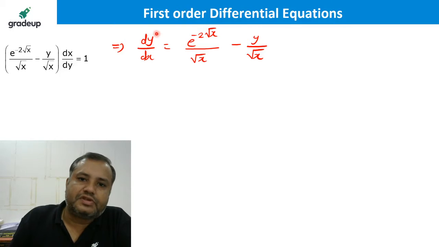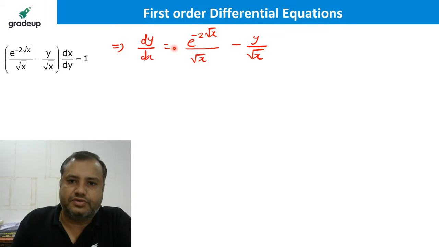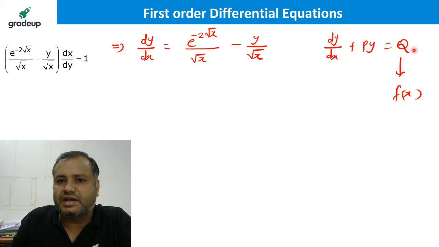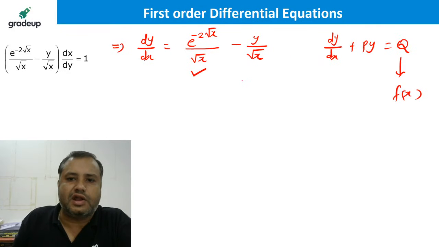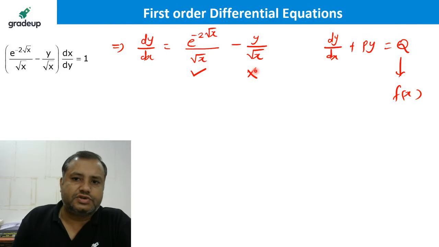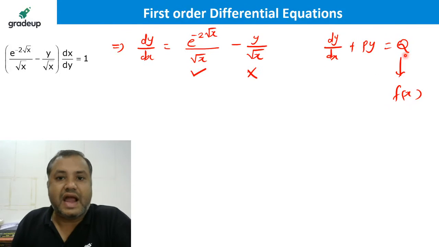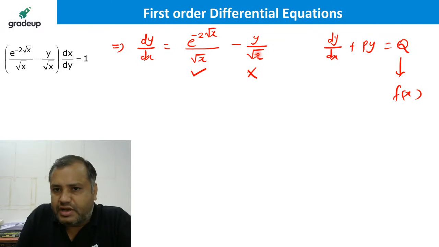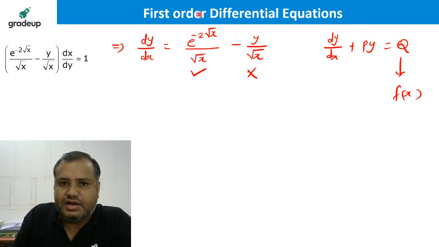So dy by dx equal to one term, another term. So we have type A, dy by dx plus py equal to q, where q is a function of x, correct? So on the right hand side, terms containing x are allowed, but mixed terms, that is terms containing y, are not allowed. So this format guides us that this term is not allowed on the right hand side. So we will be bringing this term to the left hand side.